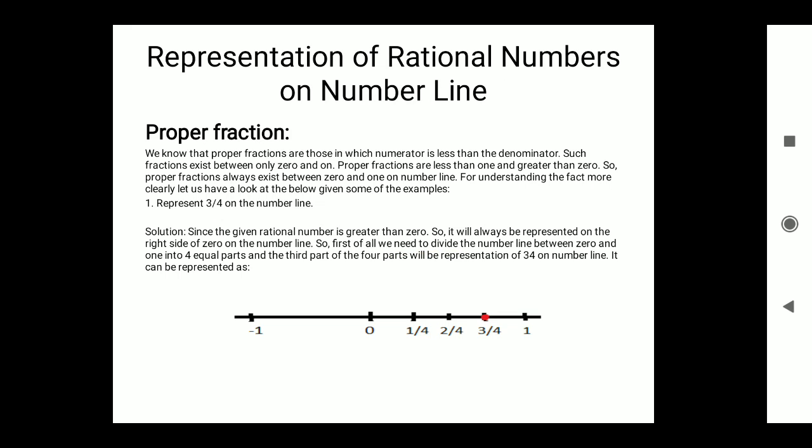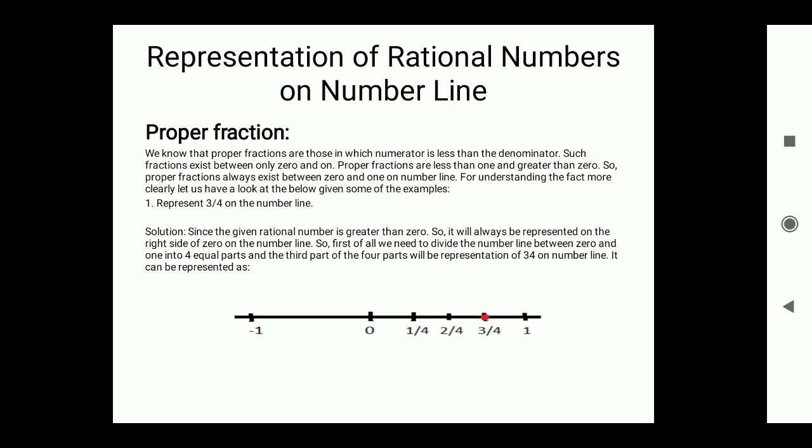Now, the representation of rational numbers on the number line. Proper fractions. We know that proper fractions are those in which the numerator is less than the denominator. Always remember, the numerator is less than the denominator. Such fractions exist only between 0 and 1. Proper fractions are less than 1 and greater than 0. So proper fractions always exist between 0 and 1 on the number line. For understanding the fact more clearly, let us have a look at the example given below. For example, 3 upon 4 on the number line.